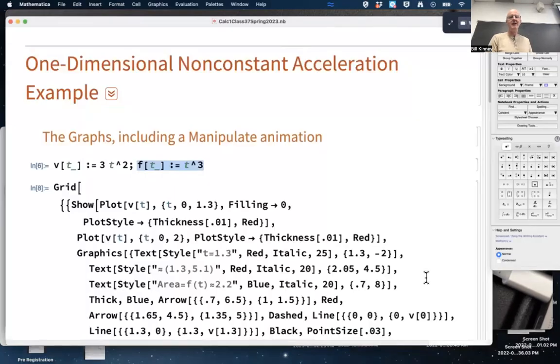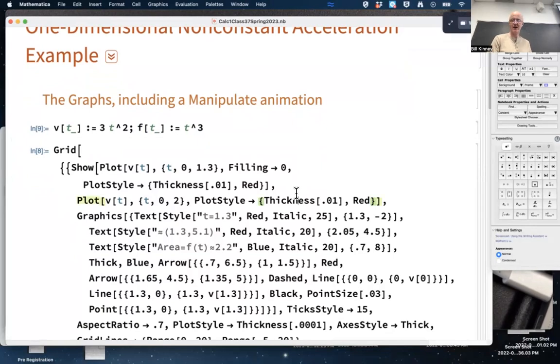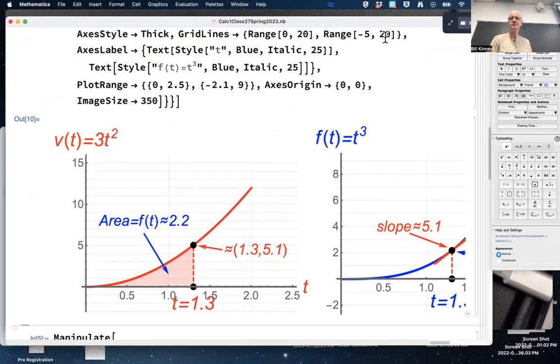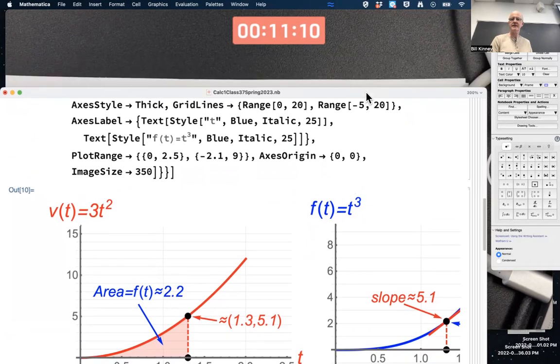Let's look at how to illustrate this with Mathematica, the connections between these graphs. First, I've got a static graph here to illustrate these connections.